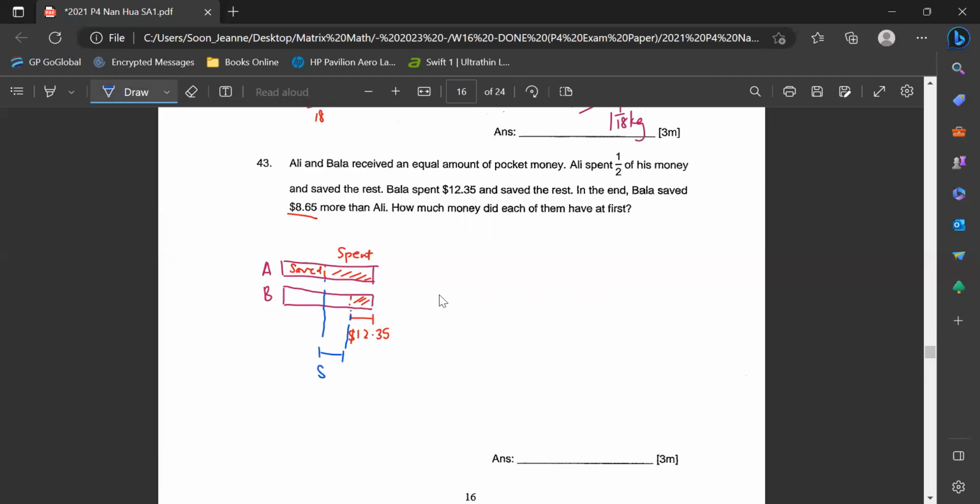This is 865. So that means you can actually see, right? Bala definitely saved more than Ali. This is the difference between them, the amount saved. Okay. So I want to know how much did each of them have at first.